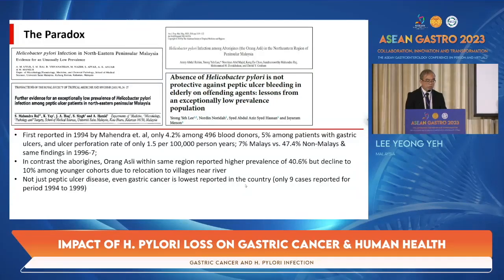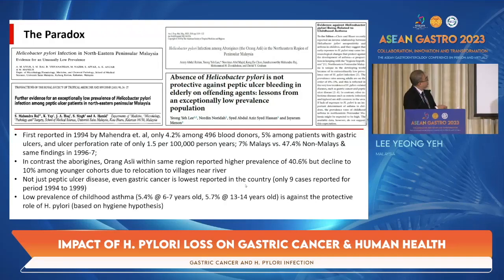Now, not just peptic ulcer disease that's low in this population, we also found that gastric cancer is lowest in the country. No other parts of the country in Malaysia has the lowest incidence and prevalence of gastric cancer. For the period between 1994 to 1999, only 9 cases of gastric cancer were reported. So practically, my surgeons, they have no experience in managing all this perforation or even gastric cancer. They're totally out of job for this particular part of their skills.